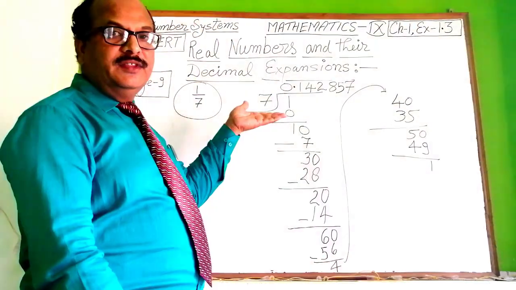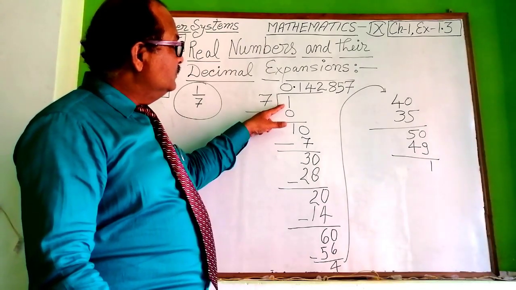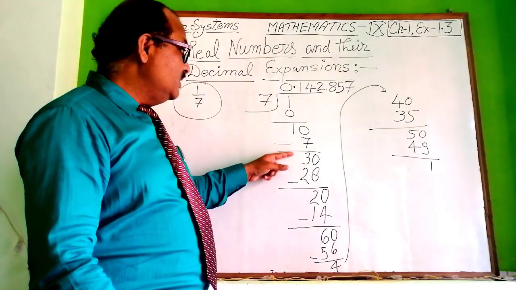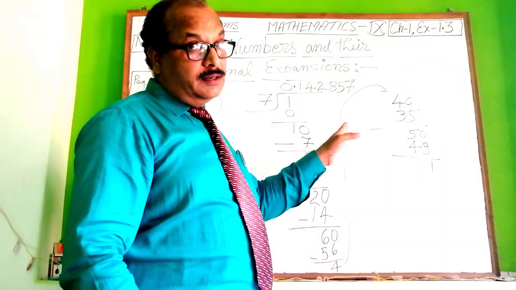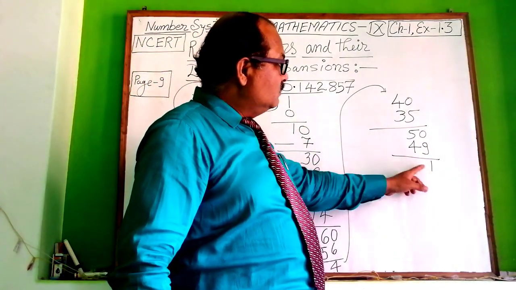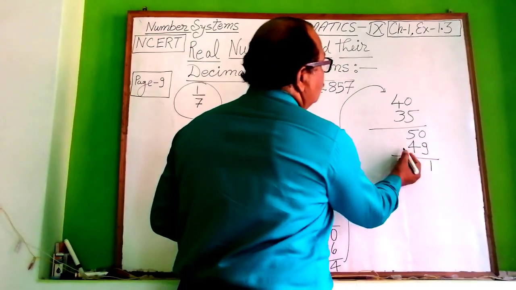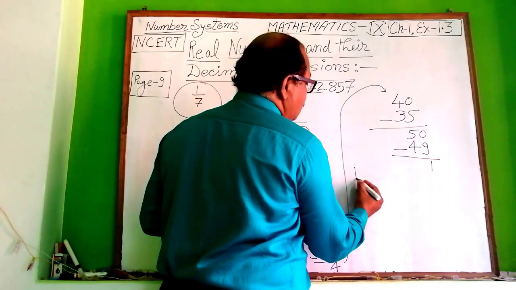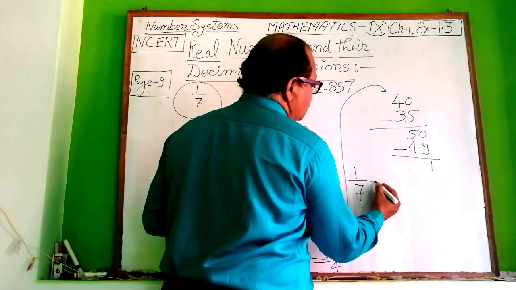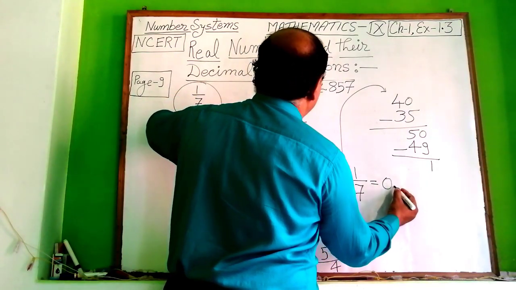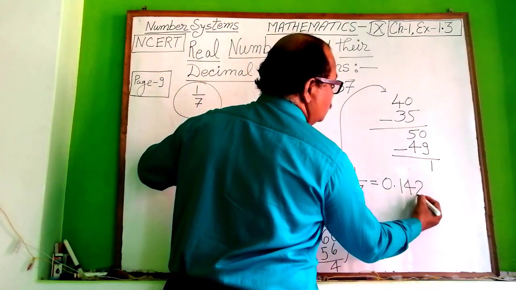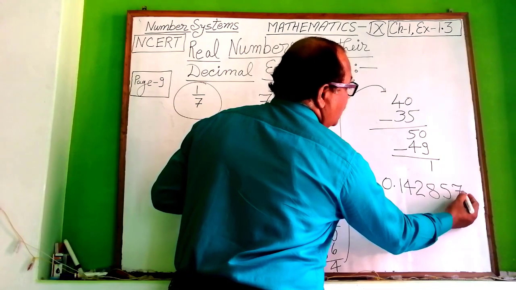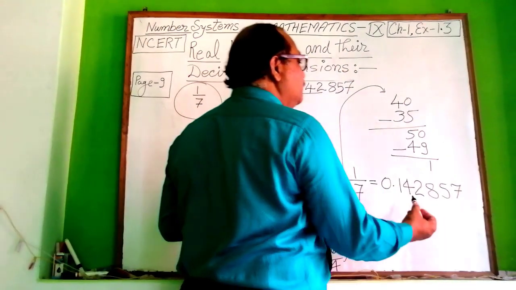See, when will we stop the division? We are going to divide 1 by 7. So continue the division till 1 again comes. So ultimately 1 comes at this stage. So we can stop the division and we will write our answer: 1 upon 7 is equal to 0.142857, and 1 again, all the same numbers will repeat.